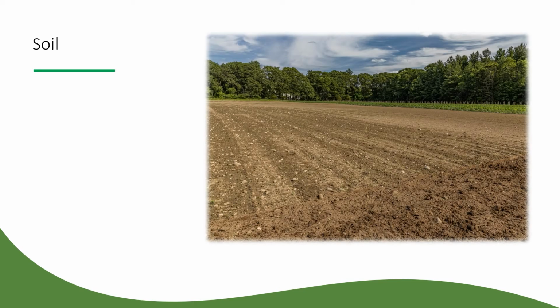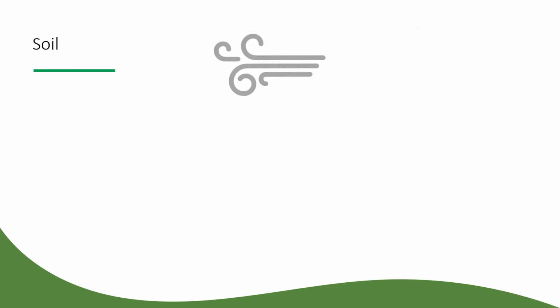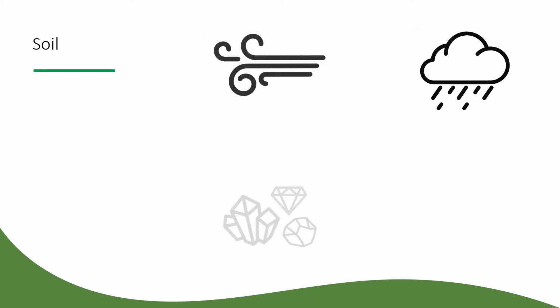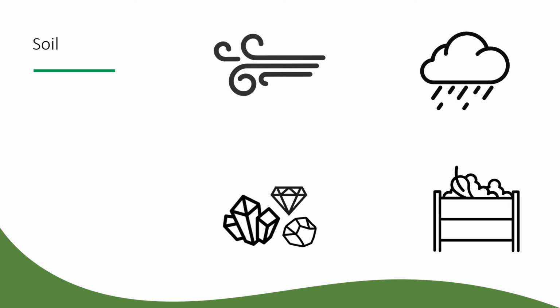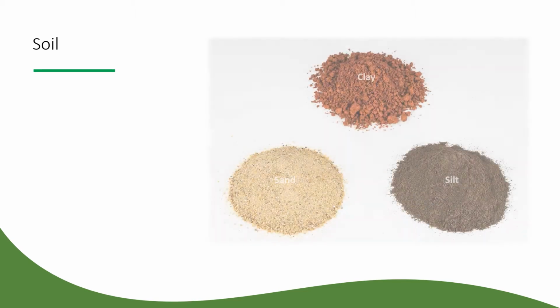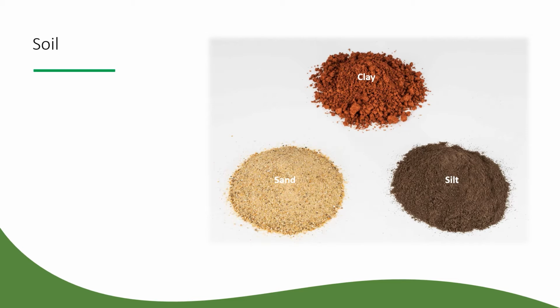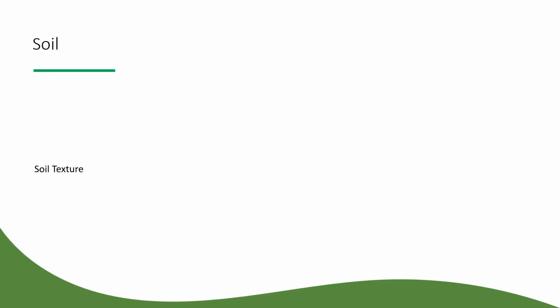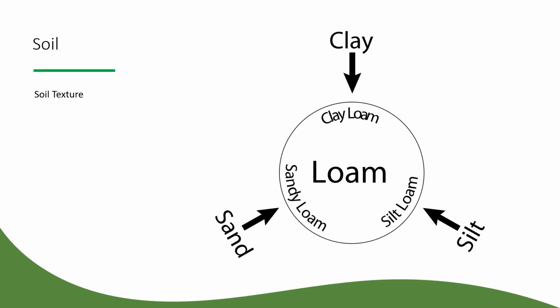Lesson 2, Soil. Soil is the medium that plants grow in, and it consists of air, moisture, minerals, and organic matter. It also includes the microorganisms that break down organic matter to further enrich the soil. There are many varieties of soil, but they are all derived from some combination of sand, silt, and clay. The relative percentages of these minerals determine the soil texture. The soil texture diagram will show you some standard combinations.